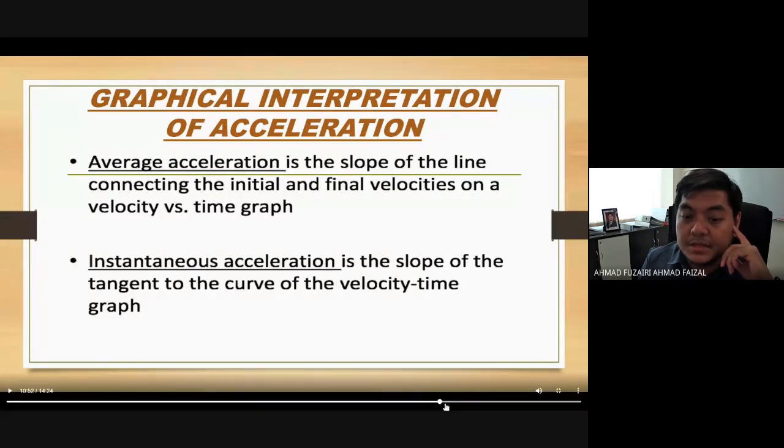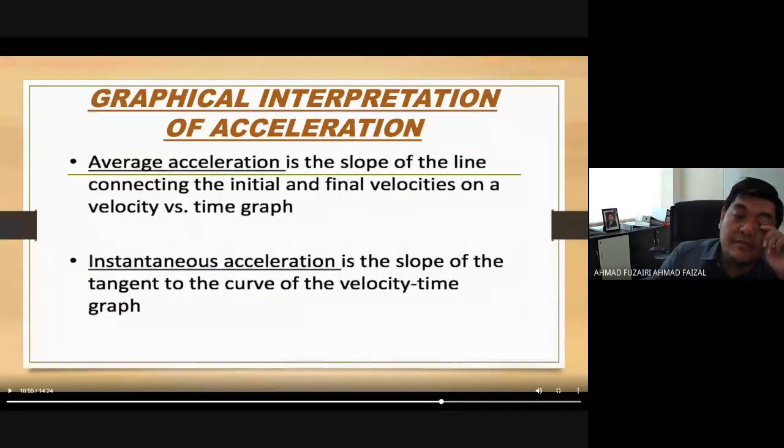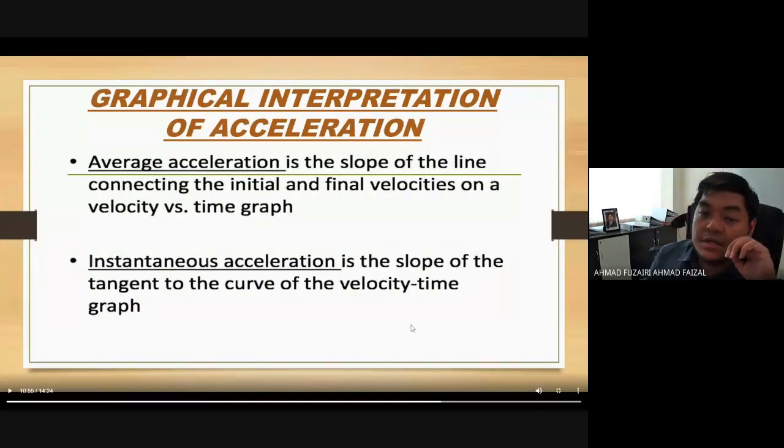So this is the graphical interpretation. What is average acceleration? The slope of the line connecting the initial and final velocity on a velocity versus time graph. And how about instantaneous acceleration? It is the slope of the tangent to the curve of the velocity versus time graph. Remember these things. Average apa, instantaneous apa.